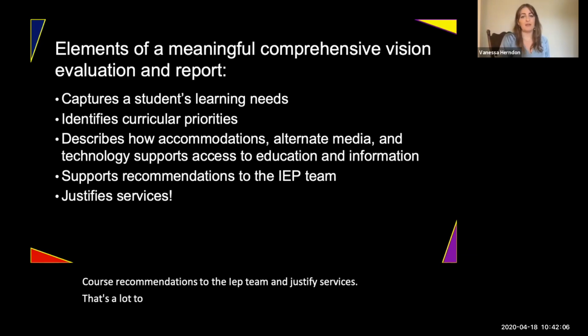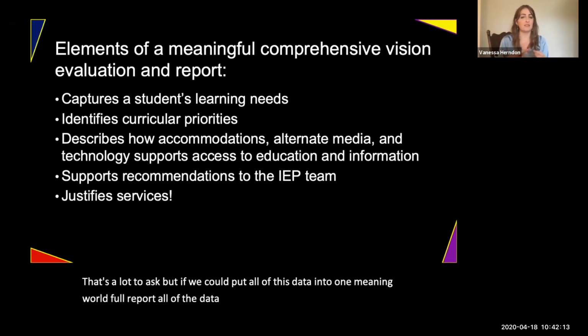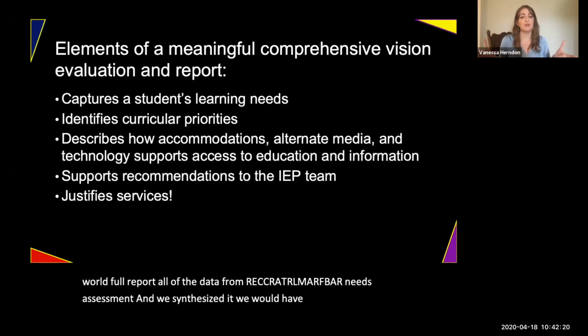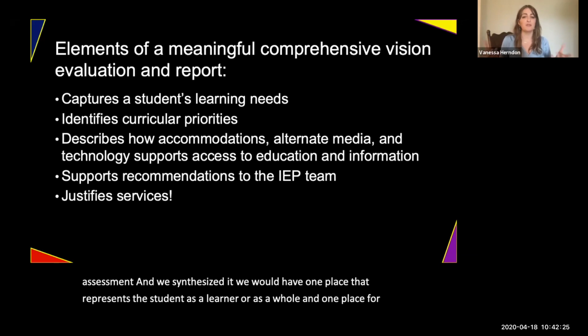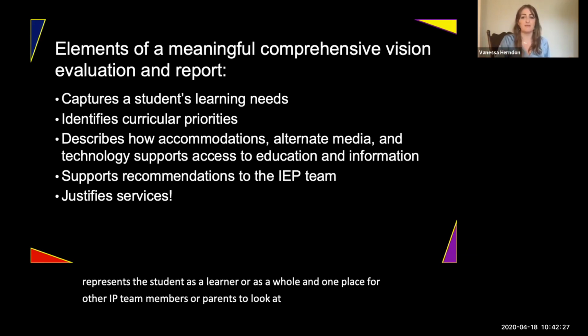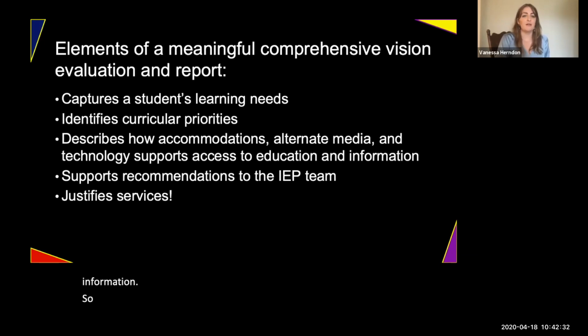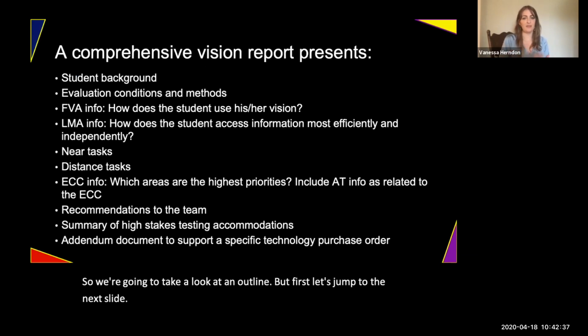But if we could put all of this data into one meaningful report, all of the data from our ECC, our AT, our LMA, our FVA, our needs assessment, and we synthesized it, we would have one place that represents the student as a learner or as a whole, and one place for other IEP team members or parents to look at for any of the VI-related information. So we're going to take a look at an outline, but first let's jump to the next slide. On this slide, there are 10 bullet points.